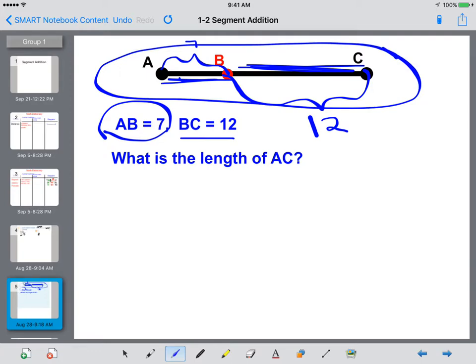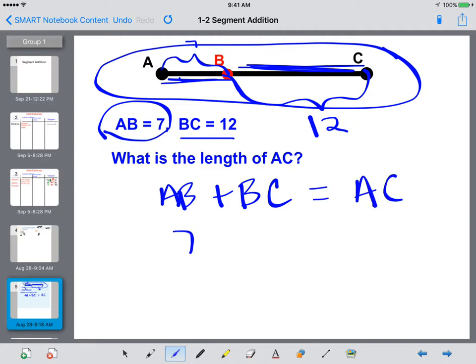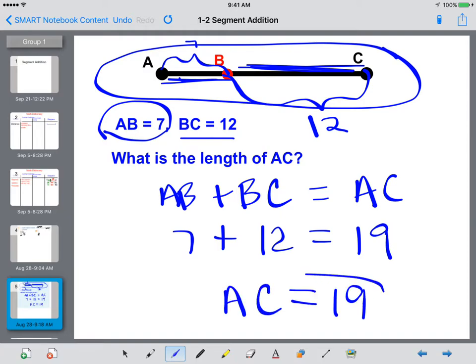The postulate says that if B is in the middle of A and C, then AB plus BC equals AC. So AB is 7, BC is 12. If I add 7 plus 12, then AC equals 19.